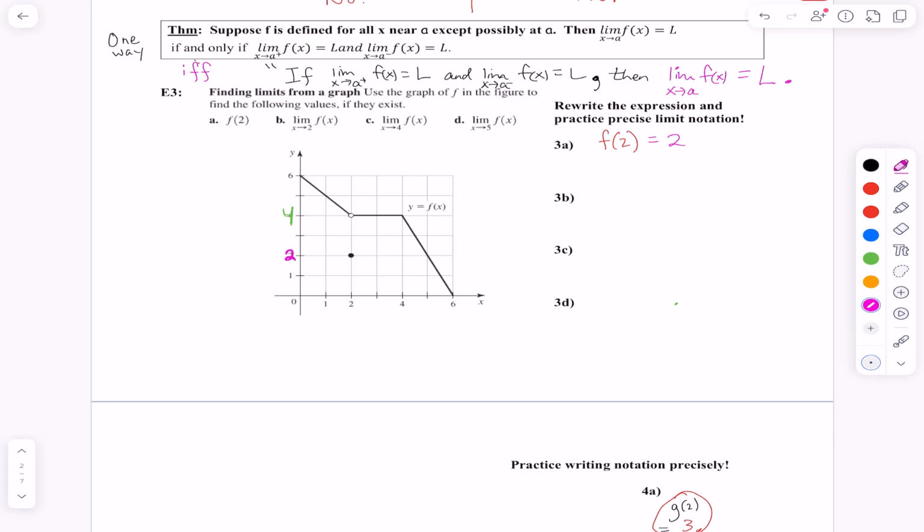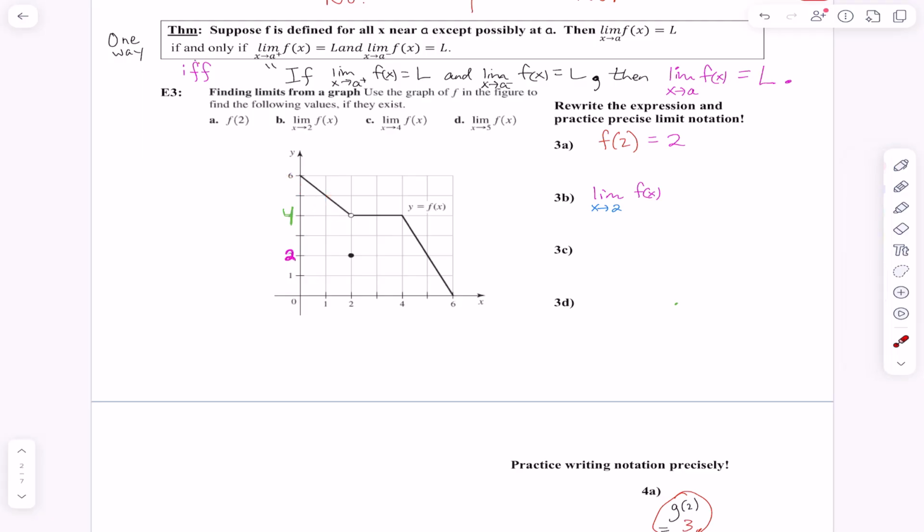The next expression, practice writing limit notation. Okay, so practice writing this expression. The limit, let's say as x approaches 2 from both sides, where do the corresponding f of x values go? So let's look at x approaches 2 from both sides. Where do the corresponding f of x values go? Now remember, where are the corresponding f of x values? They're right here. All right. The corresponding f of x values are going to 4.